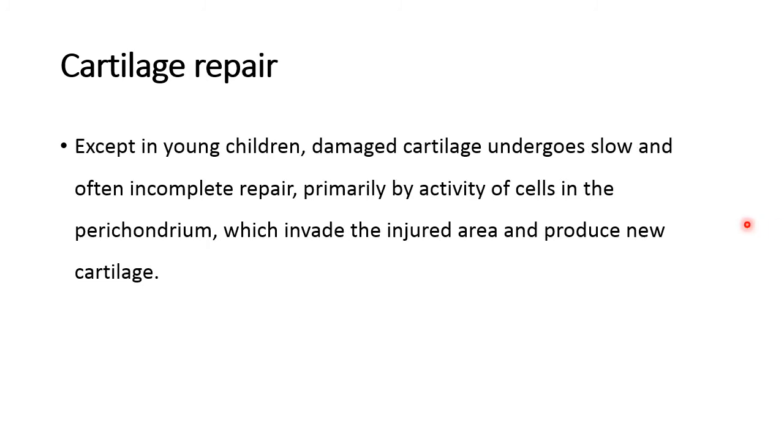نجي للكارتريج ريبير. إذا حصل damage للكارتريج يحصل ريبير كيف؟ Except in young children, the damaged cartilage undergoes slow and often incomplete repair. بيحصل له repair وإصلاح للدمار دي بصورة بطيئة وغير مكتملة, primarily by activity of the cells in the perichondrium.